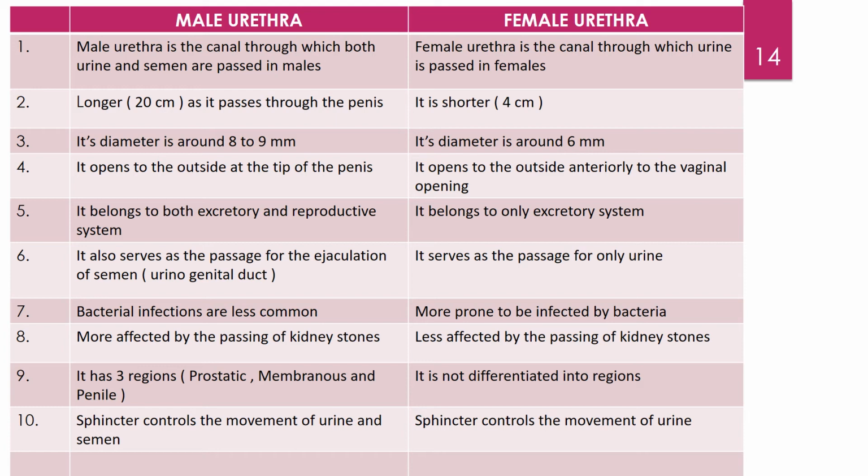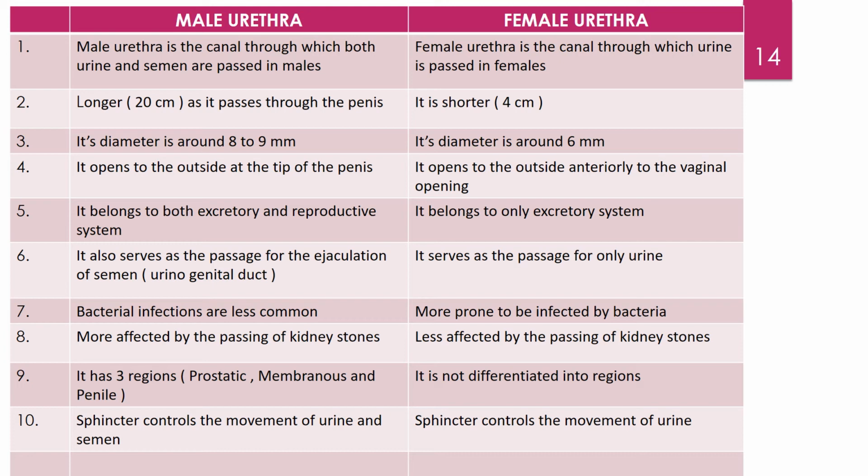Fourth point, the male urethra opens to the outside at the tip of the penis, whereas the female urethra opens to the outside anterior to the vaginal opening. Fifth point, it belongs to both excretory and reproductive system, whereas the female urethra belongs only to the excretory system. Point number 6, male urethra also serves as a passage for the ejaculation of semen and hence it's called a urinogenital duct, whereas the female urethra serves as a passage for only urine.